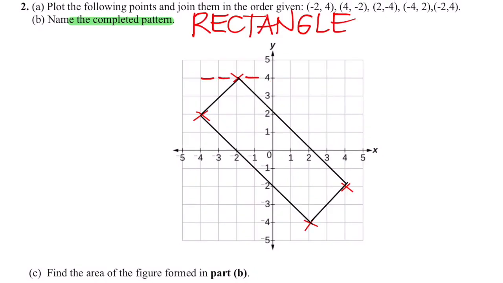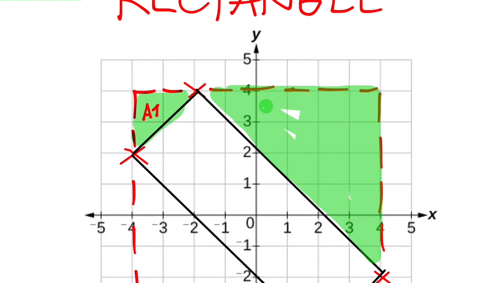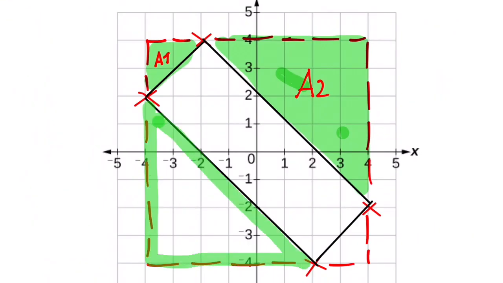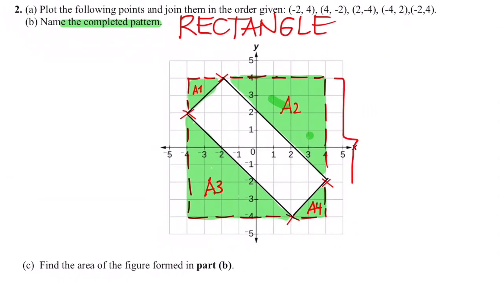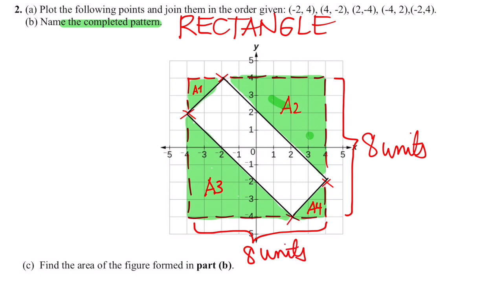One method that can be used is to create a big rectangle that will enclose the rectangle at its corners. The area of this big rectangle can be easily computed. We will also solve for the area of the triangles that we will not need. We will name them as area 1, area 2, area 3 and area 4. If the length of the big rectangle is 8 units, while its width is also 8 units, then its area is 8 units times 8 units, which is equal to 64 square units.